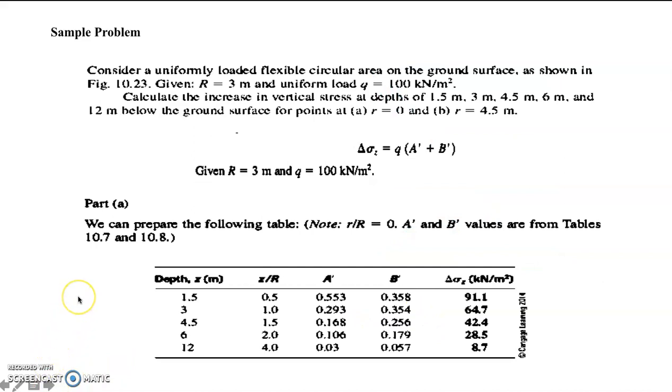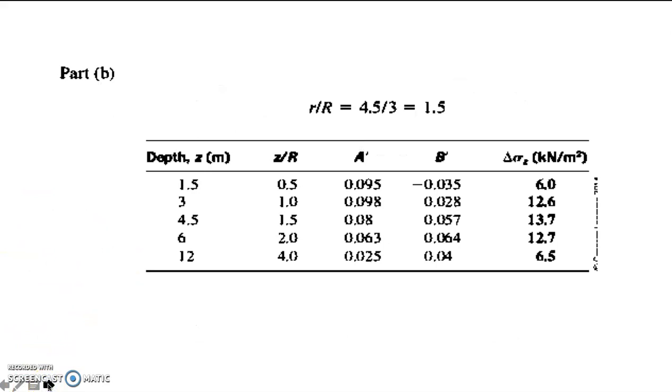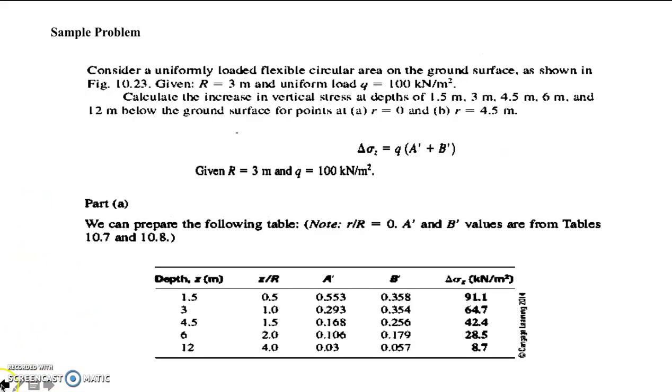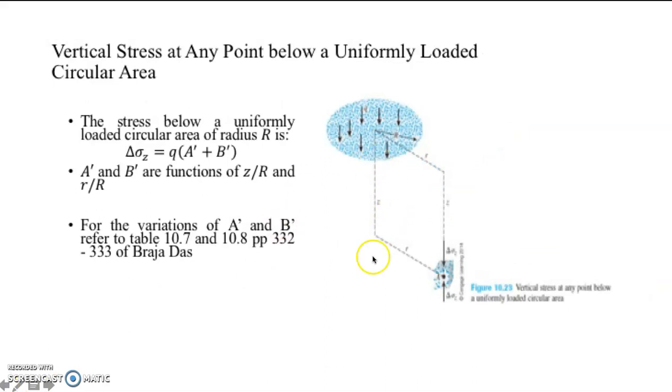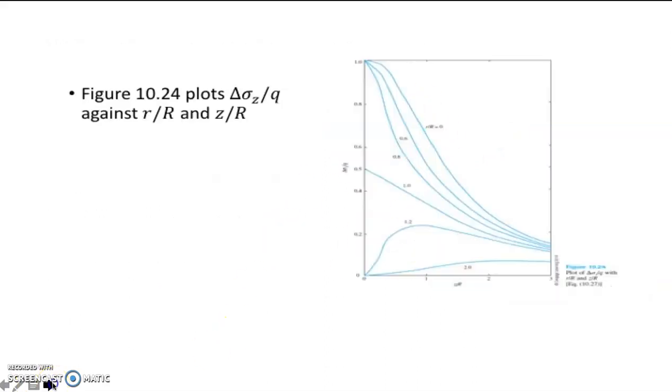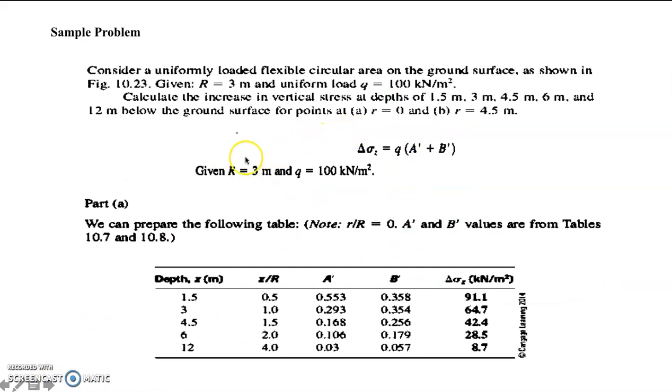So we have your sample problem. Consider a uniformly loaded flexible circular area on the ground surface as shown in the figure. And this is the figure for our sample problem. We are given our radius of 3 meters and a uniform load of 100 kN per meter squared. Calculate the increase in vertical stress at depths of 1.5 meters, 3 meters, 4.5 meters, 6 meters, and 12 meters below the ground surface for points at r equal to 0 and r equal to 4.5 meters.